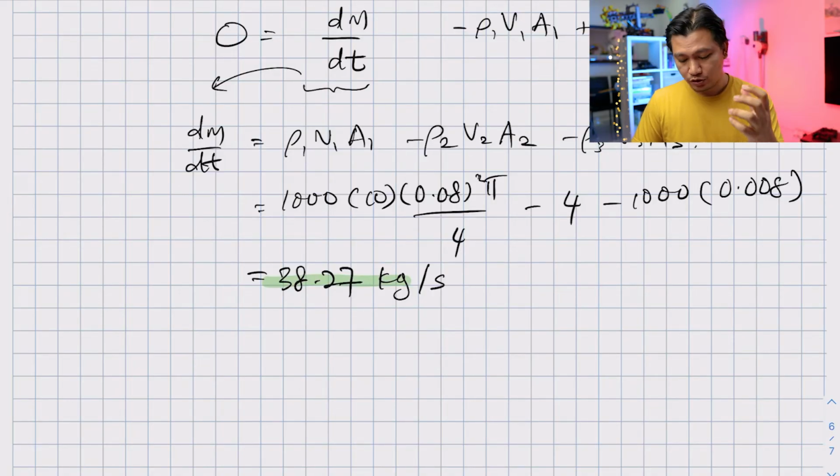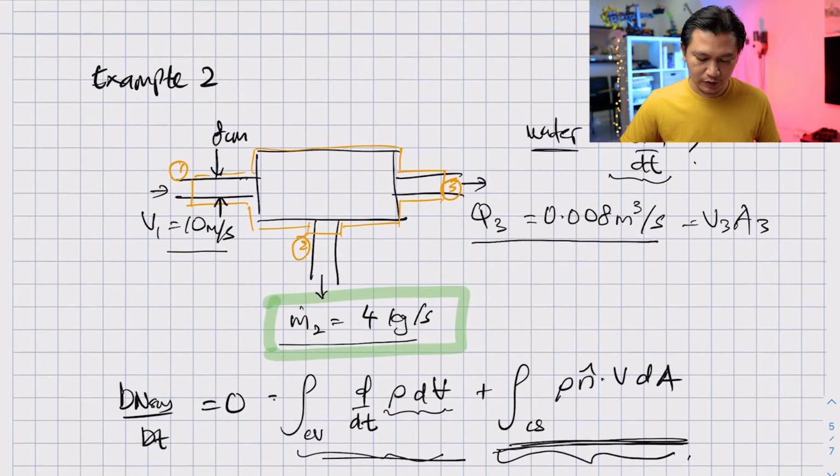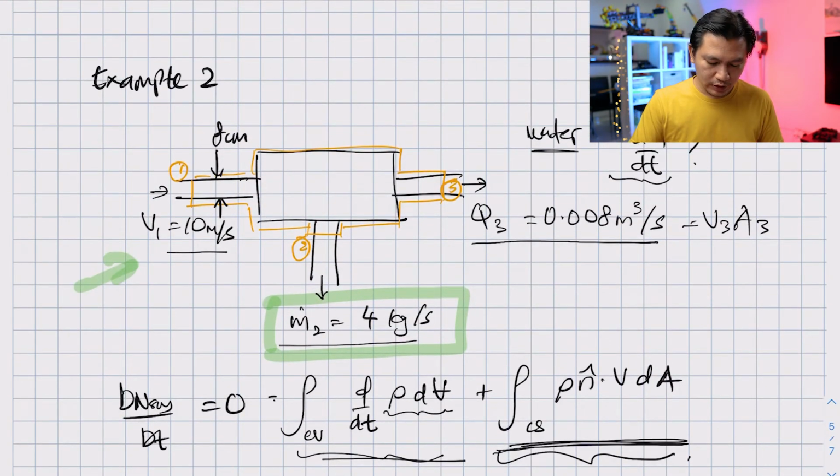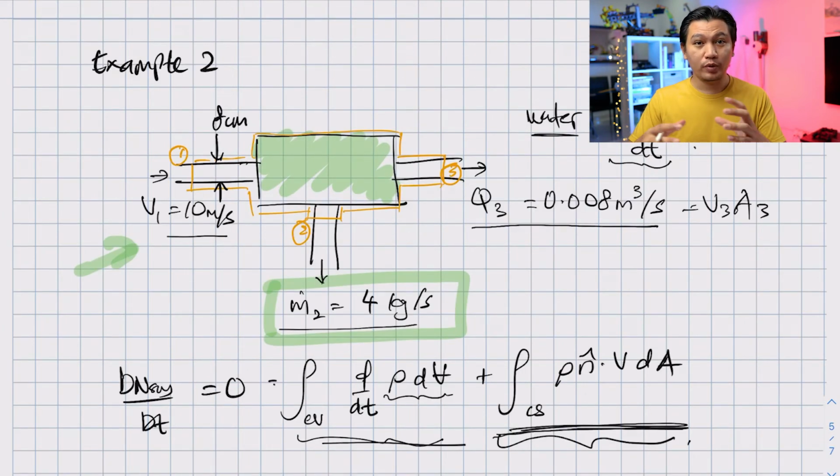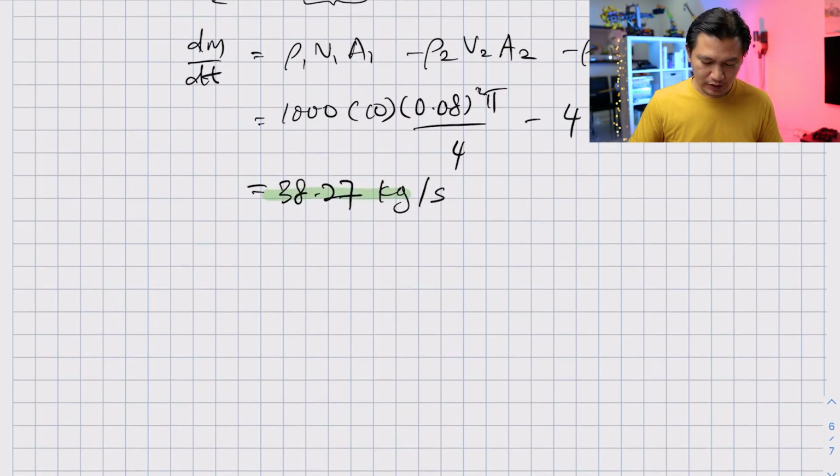So if you imagine this problem again, the device in here always accumulates mass of water at the rate of 38.27 kilogram every second. So every second that passes by, there's 38 more kilogram of water going into the device. So you know that this device is accumulating water. Why is it accumulating and not discharging water? Because this is positive, so you know that the water will always increase inside this device.